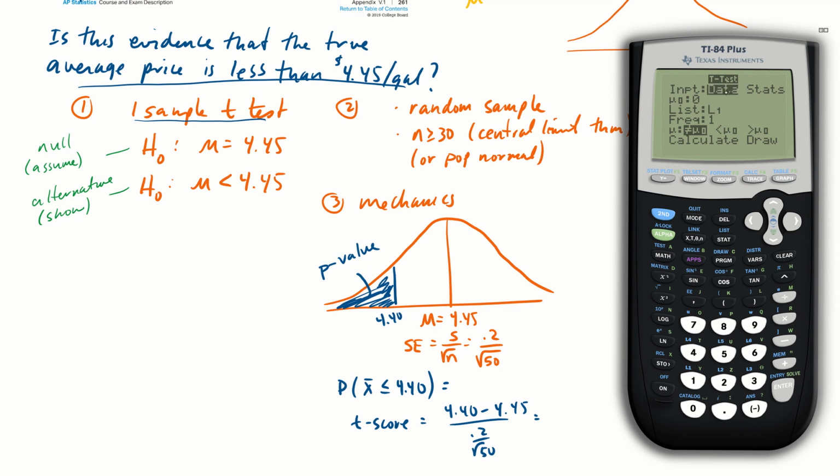And it's t-test. My input, I want to put in stats because I'm putting in actual stats. So mu0 is H0, 4.45. Stat, test, t-test, enter. I've got to move the cursor down there. 4.45, that's my H0. X bar is my sample.